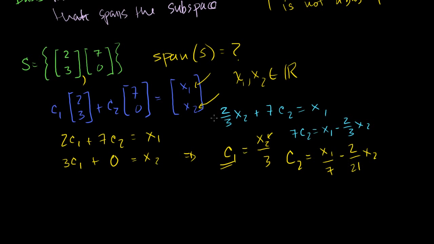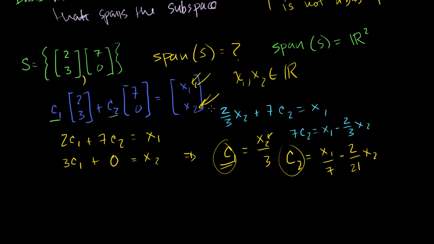There's no division by any of these variables, so you don't have to worry about them equaling 0. These two formulas will always work. So you give me any x1 and any x2, I can always find you a c1 and a c2, which is essentially finding a linear combination that will equal your vector. So the span of S is R2. The span of S is equal to R2.